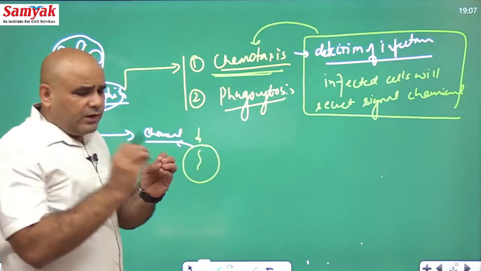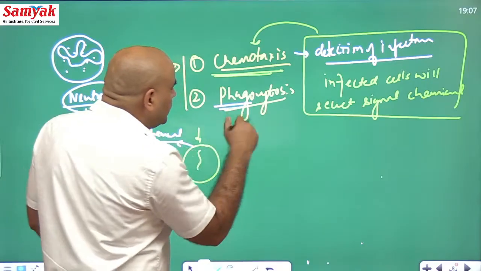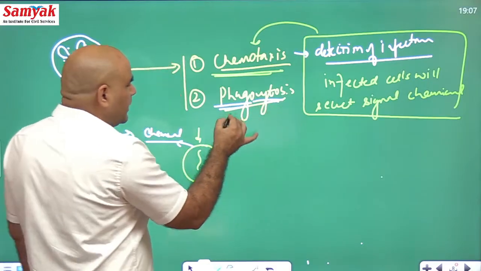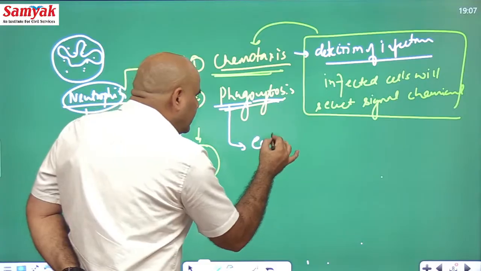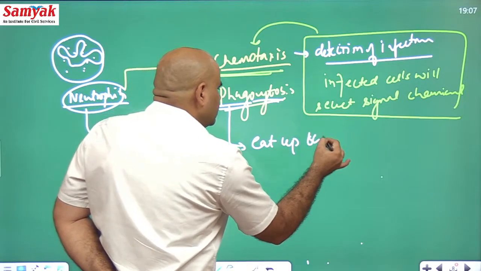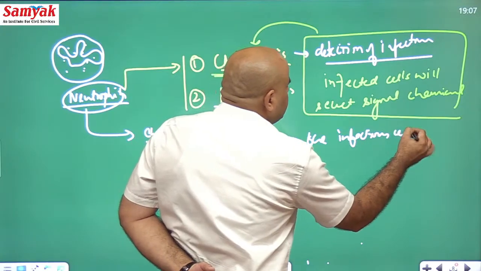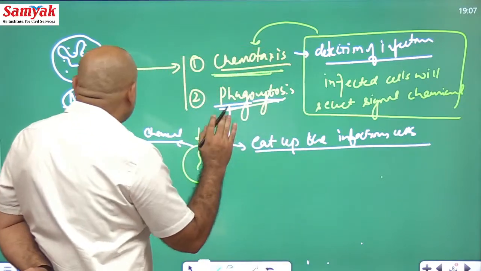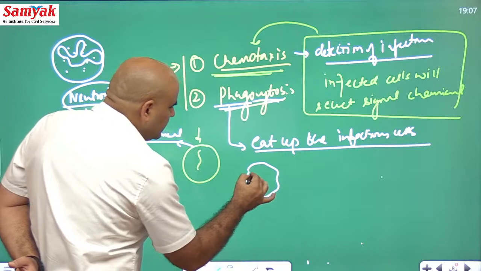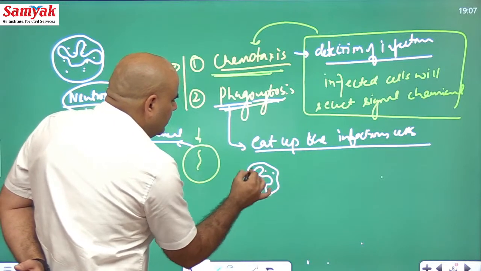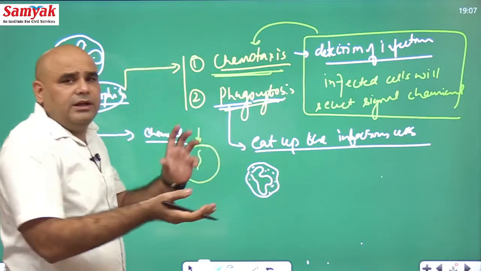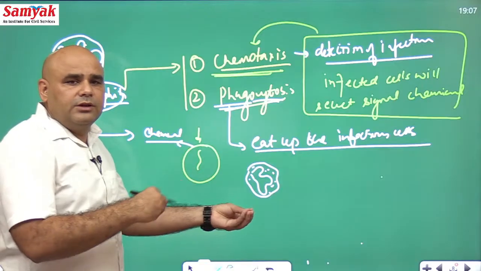Then the second function is phagocytosis. Now, what is phagocytosis? Phago means to eat up, cytosis means cells. So they will eat up the infectious cells. How will they eat them up? This is a neutrophil. They are moving in your body with your blood, flowing from here to there.